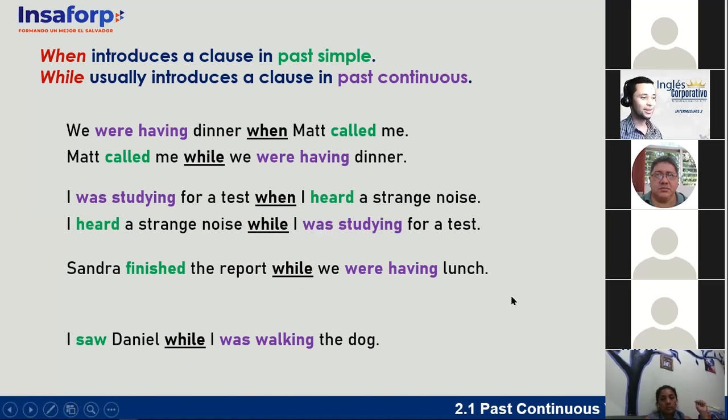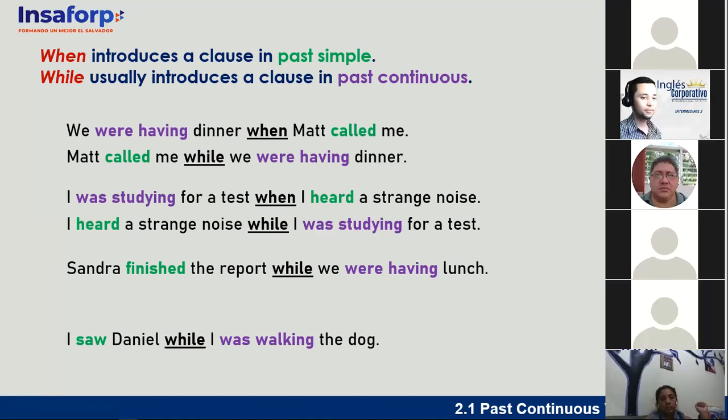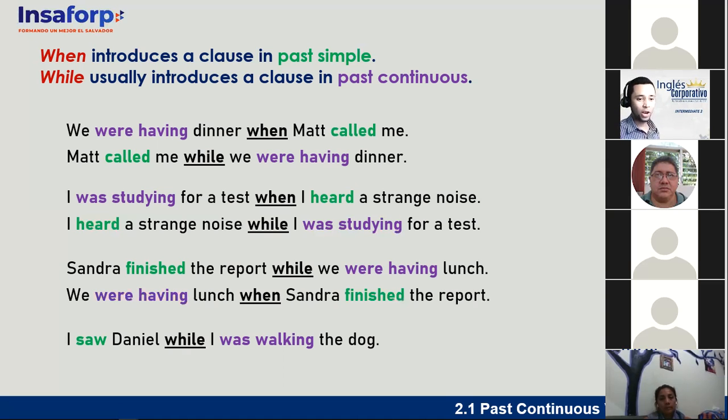¿Cómo nos quedaría esa? Okay, we were having lunch when Sandra finished the report. Good, that is correct. Okay, la que me dijo al principio también estaba bien, nada más que jugábamos un poquito con el orden de las palabras, pero estaba bien. La segunda también. You say, we were having lunch when Sandra finished the report. Thank you, Ciro. And the last one.